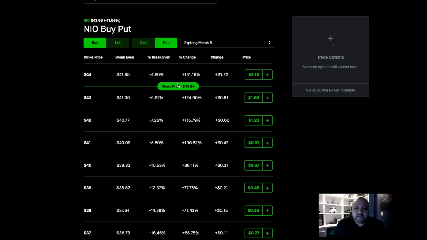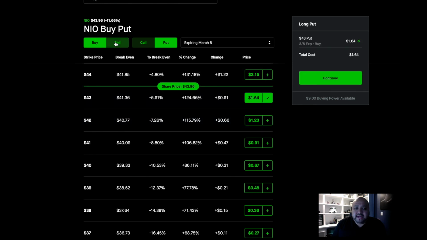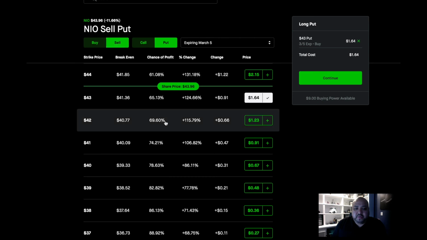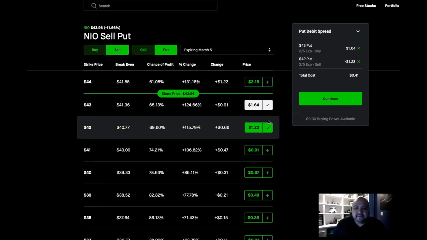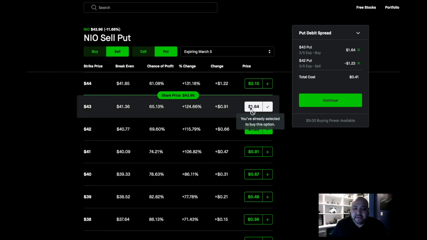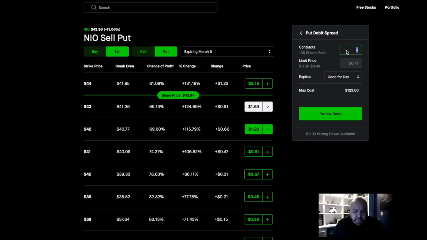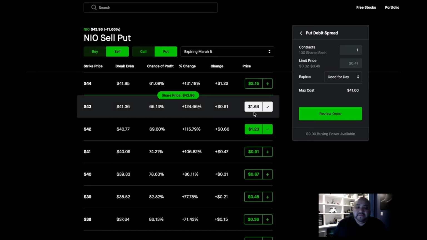All right, so this is how you fix it. You go buy a put, so we're going to buy this one, and then you're going to sell a put. You always have to select the one underneath it. Here, you know you did it right when it says put debit spread. As you can see now, instead of paying $164, or $1.64 per share, you're only going to pay 41 cents. Continue. Obviously, we want one contract. See how now we're only paying $41 versus $164. So that's what a debit spread is.